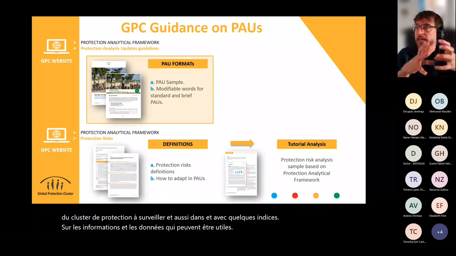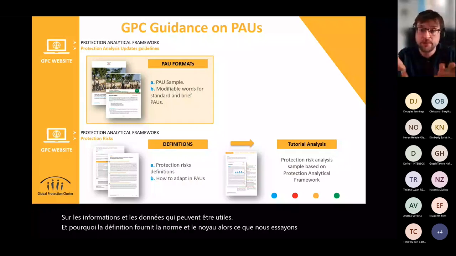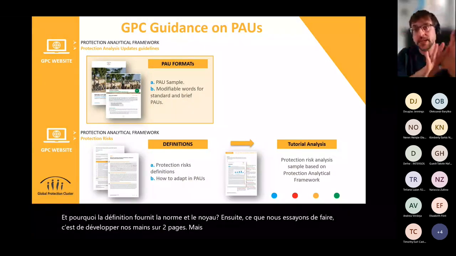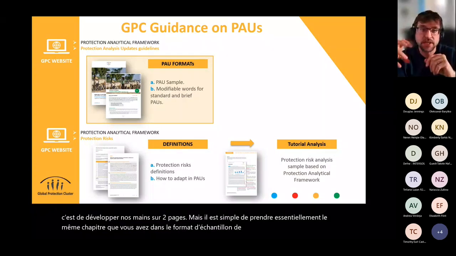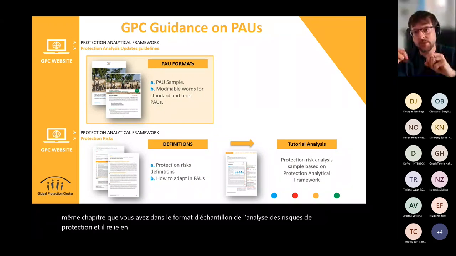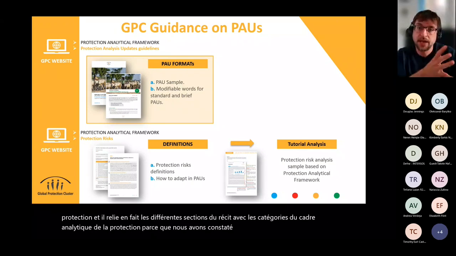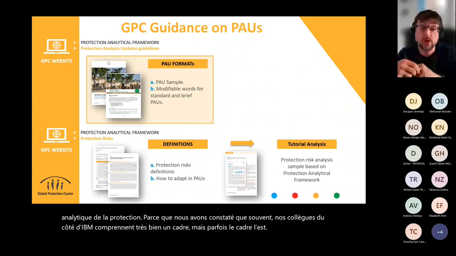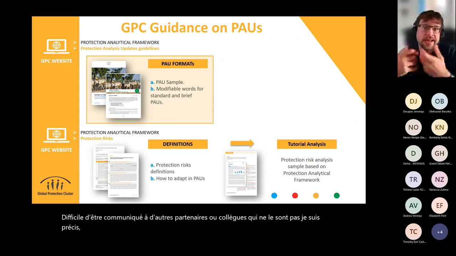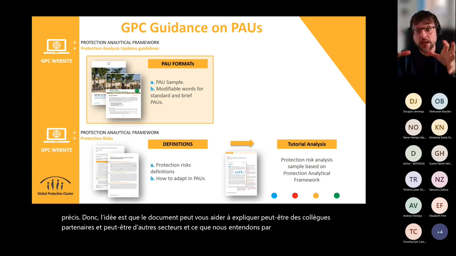While the definition provides the standard and the core, what we try to do is to develop a hands-on two-pager, very simple, that basically takes the same chapters that you have in the sample format of the protection risk analysis, and links the different sections of the narrative with the protection analytical framework categories. Because we have found that oftentimes our colleagues from the IM side understand a framework very well, but sometimes the framework is difficult to communicate to partners or colleagues that are not IM specific. So the idea is that the document can help you explain to partner colleagues and maybe other sectors what we mean by the threats, the effects of the threats and so on in an analysis document.